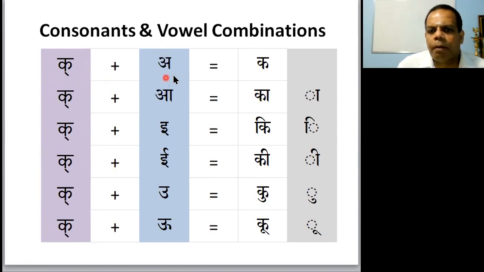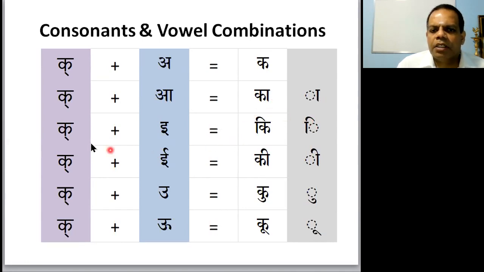Ik plus a gives us ka. Ik plus a, the longer akara, gives us ka. As you can see, there is one staff, a vertical line, next to the ka. That's what makes it ka.